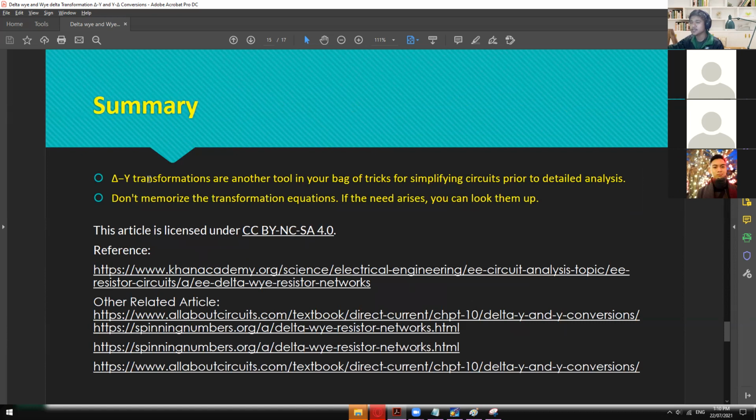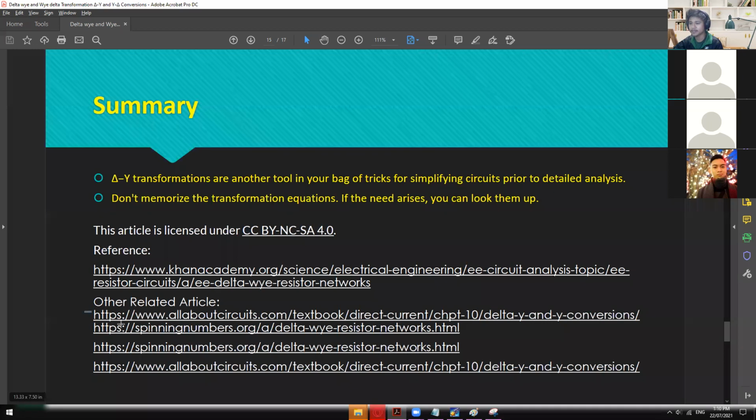Just a summary: delta-to-Y transformations are another tool in your bag of tricks for simplifying circuits prior to detailed analysis. Don't memorize the transformation equations. If the need arises, you can look them up. This one came from Khan Academy.